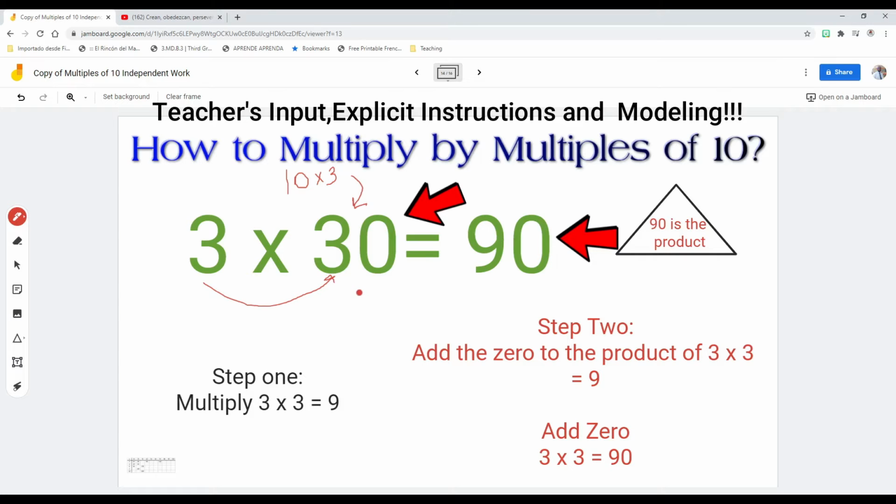There are easy ways to do that, or we call them steps. Step 1 says multiply 3 times 3. 3 times 3 is equal to 9, and you can see it here. The second step is to add the 0 to the product of multiplying 3 times 3. The product is 9, so we just have to add the 0 to it, and that makes it 90. That's the easy way to multiply by 10 or by any number that has 10 on it, or any multiple of 10.